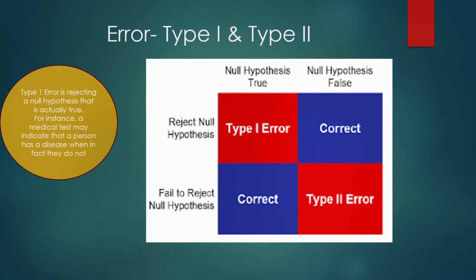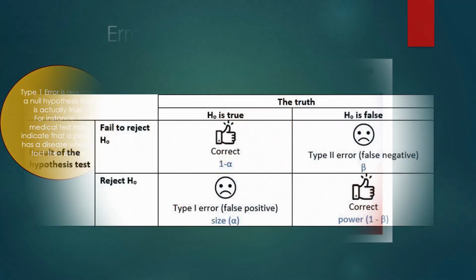So there are mainly two types of error. Type 1 error: reject the null hypothesis when it is true. For example, a medical test may indicate that a person has a certain disease, but actually he may not have. This is a type 1 error. And type 2 error: the null hypothesis is false, but we fail to reject it, or we accepted it. We already set a hypothesis that he is suffering from a certain disease. It is a false hypothesis and we accepted it. These are the two types of errors.